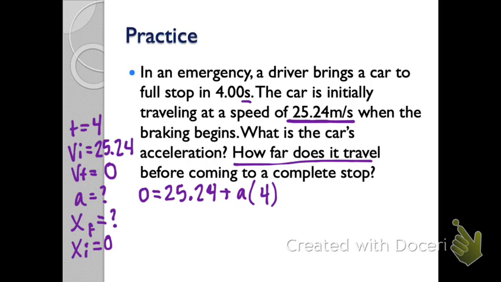Mathematically, how do I solve for a here? How do I solve for a? Mathematically, what do I need to do? Right, I need to subtract this over first and then divide by 4. So that'd give me negative 25.24 equals 4a. Divide by 4. And tell me what my acceleration should equal.